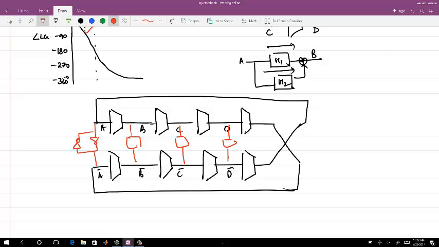A and A bar should be in the steady state. No, they will not be the same. They will be opposite phase. So if you look, you have a 360-degree phase across 8. So what will be across 4? 180 degrees. So you can get that steady state.